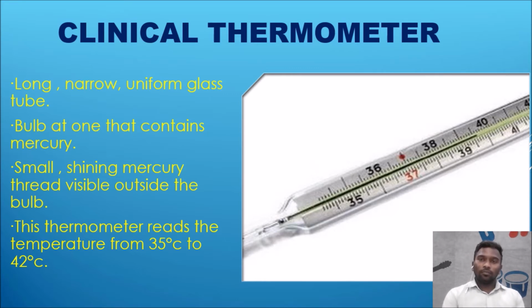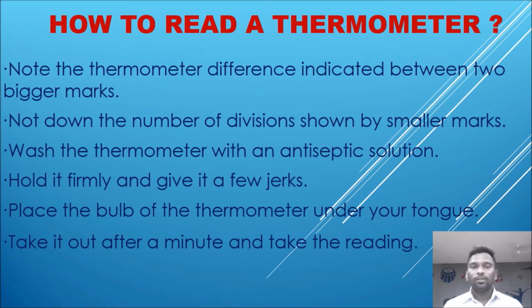And I already told you in the previous topic that it has a range, and each small line has a value of 0.2 degrees Celsius. After completion of that, we have to wash the clinical thermometer with an antiseptic solution, because if we use normal solution, it may not completely clean the thermometer. That is why we have to prefer antiseptic solution.